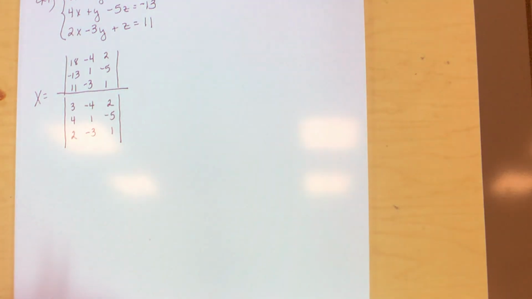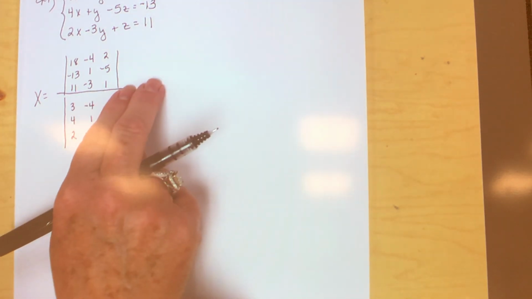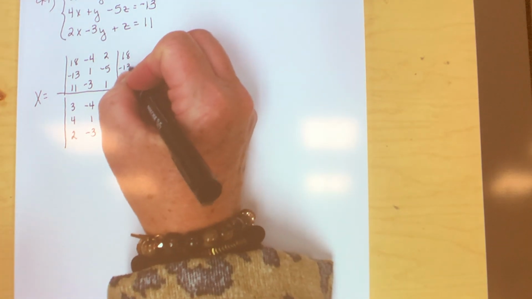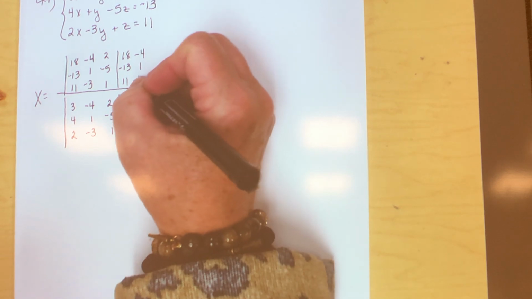So let's just do the top. Tell me how to find the determinant of a 3 by 3. Yeah, take these first two columns and copy them over right here. Okay? So 18, negative 13, 11, and negative 4, 1, and negative 3.